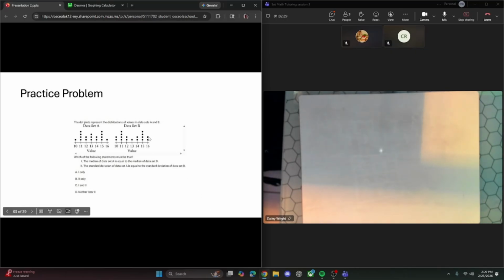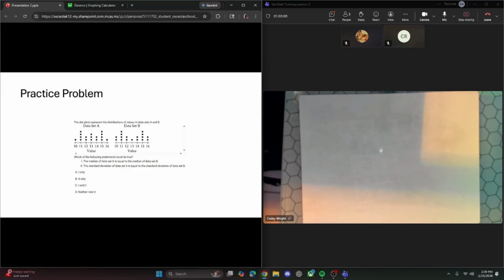But if you want to, you can count and cross out dots. These two cancel out these two. These four cancel out these four. These two cancel out these two, and you're left with a median of 13. This cancels out this. These four cancel out these four. These two cancel out these two. And then you're still left with your median of 13. So the median of dataset A is equal to the median of dataset B. So 1 is true, so we know it's not B. And we know it's not D, because 1 has to be true.